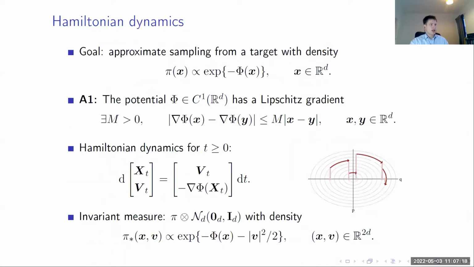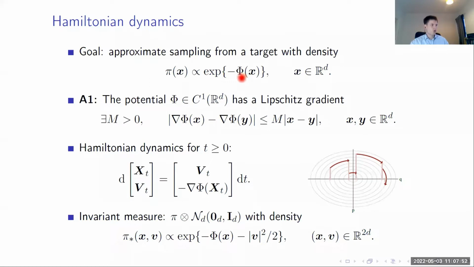So the goal here is to sample approximately from a target distribution with density with respect to Lebesgue's measure on R^d. This density would be denoted pi here. And as you can see, we assume something here. We assume that it is positive everywhere. Another way to assume that is simply to specify its minus log density phi here. And this function phi will be called potential function.